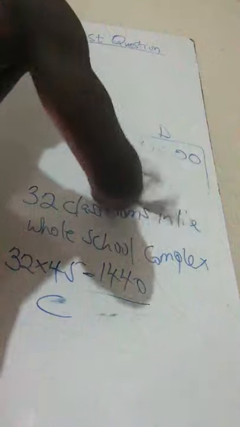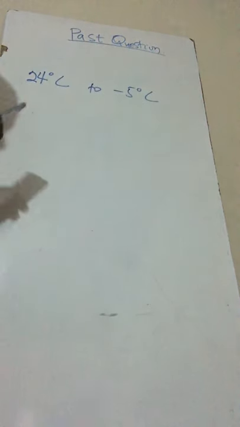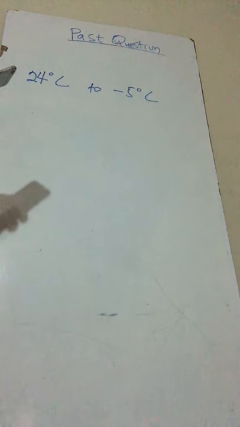Alright, so let's look at question 3. With question 3, when a fridge cools from 24 degrees Celsius to negative 5 degrees Celsius, how many degrees has the temperature gone down?